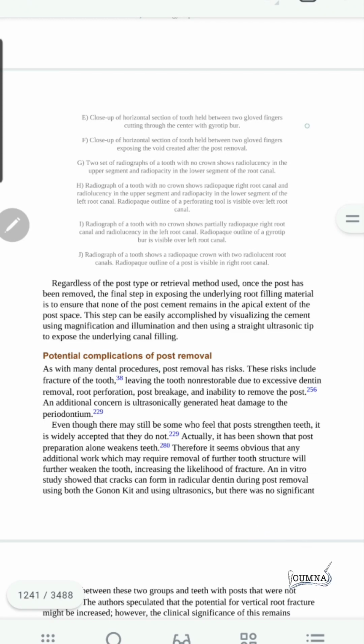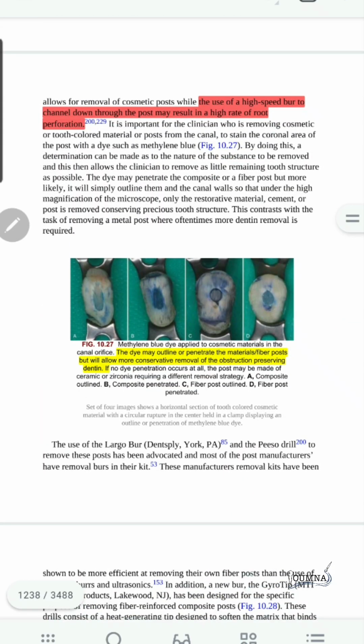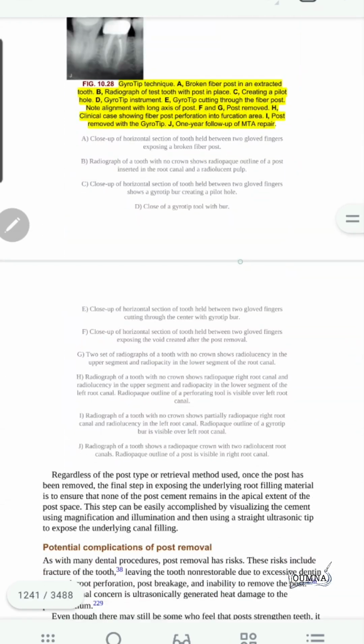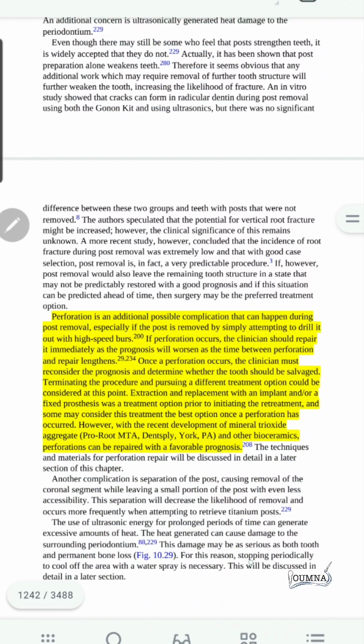Regardless of any method we use, after we remove the post, we may have some complications. One of them is the perforation. It can happen during our post removal, especially if the post is removed by simply attempting to drill in it with high-speed burrs. If perforation occurs, the clinician should repair it immediately, as the prognosis will worsen as the time between the perforation and repair lengthens.